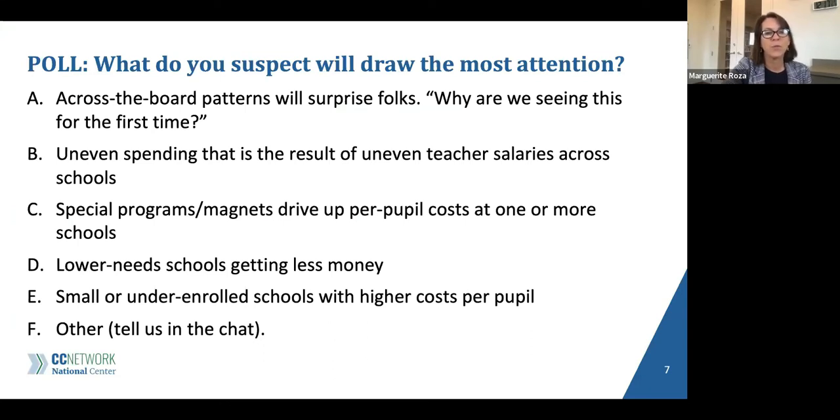That lower needs schools are sometimes getting less money, not always, by the way. In fact, in many cases they're not, but when they do, that is sort of eye-popping, right? Or the small or under-enrolled schools. We did see this in many places that have higher costs associated, sometimes higher cost and lower outcomes as well, or something else. So basically what I'm doing is giving you a laundry list of the kinds of things that came up in our conversations. Jessica, every one of these came up in our conversations, wouldn't you say?